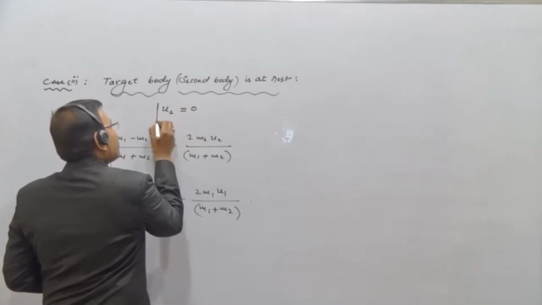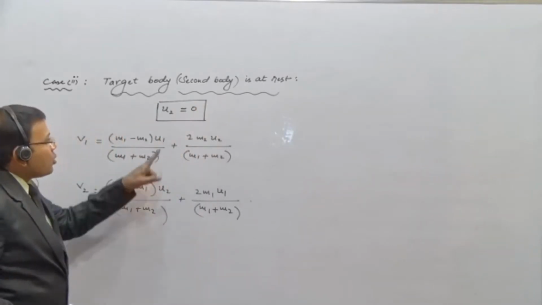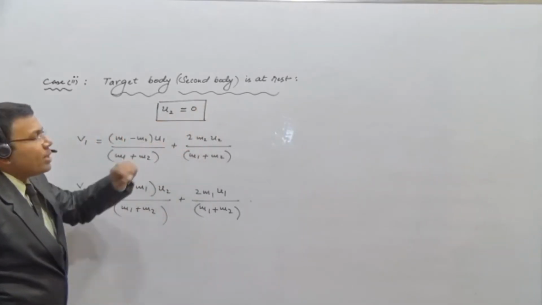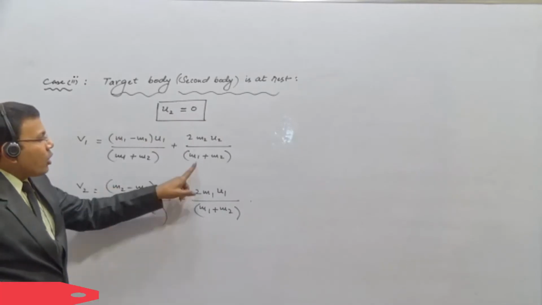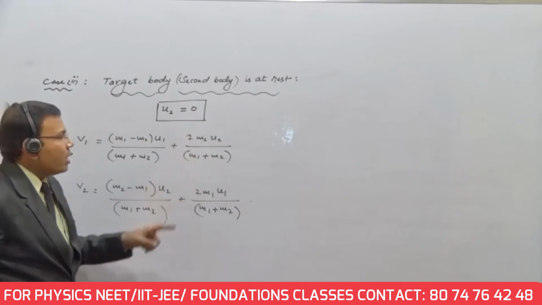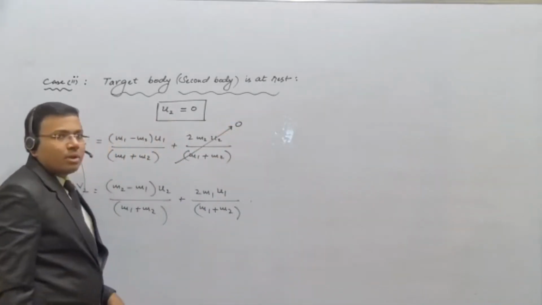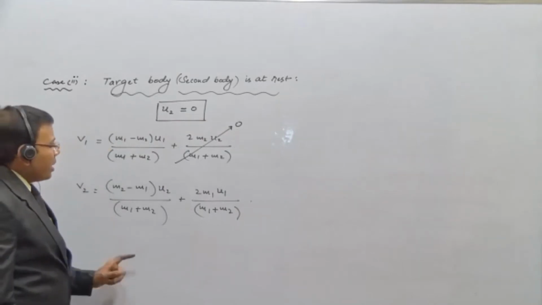This is the main condition: the second body is at rest. So when the second body is at rest, u2 is equal to 0, then what do you say about this term? यहाँ ये term क्या होगा? ये तो 100% बेटा हमको solve करने की जरूरत नहीं है, ये 0 हो गया. ठीक है, अब आइए next part.